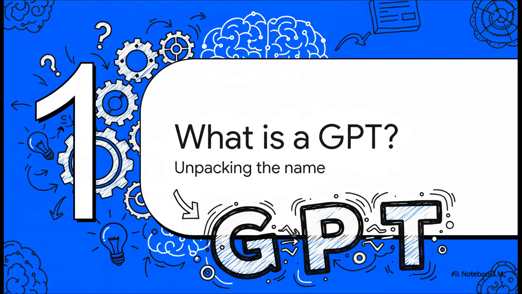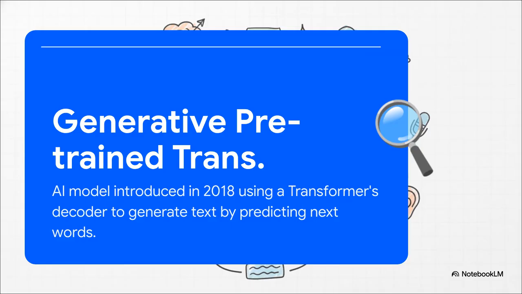Okay, so let's dive in by just understanding the name itself. We've all heard the acronym GPT 1,000 times, but what do those three letters actually stand for? It stands for Generative Pre-trained Transformer. So let's unpack that. Generative is pretty simple. It means it creates or generates new content. Pre-trained is absolutely key. It means the model is first trained on a massive amount of general text to learn the patterns of language before it's ever asked to do a specific job. And finally, Transformer. That's the revolutionary AI architecture that makes this whole thing possible.